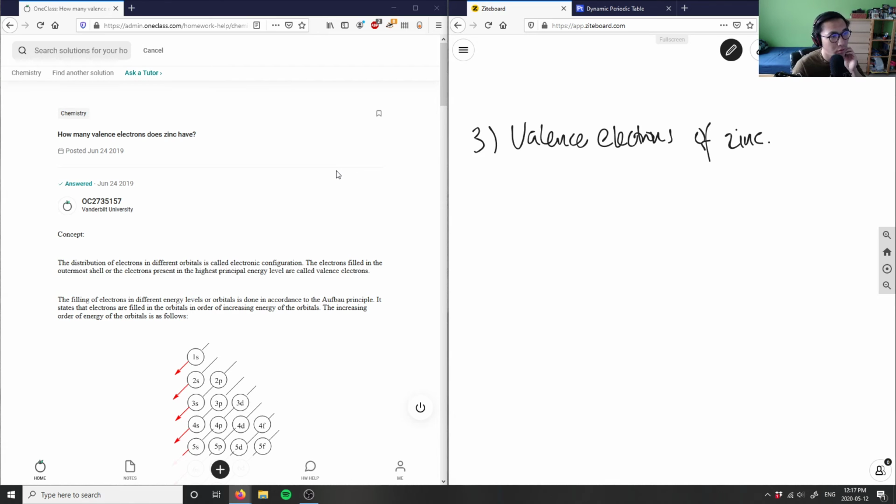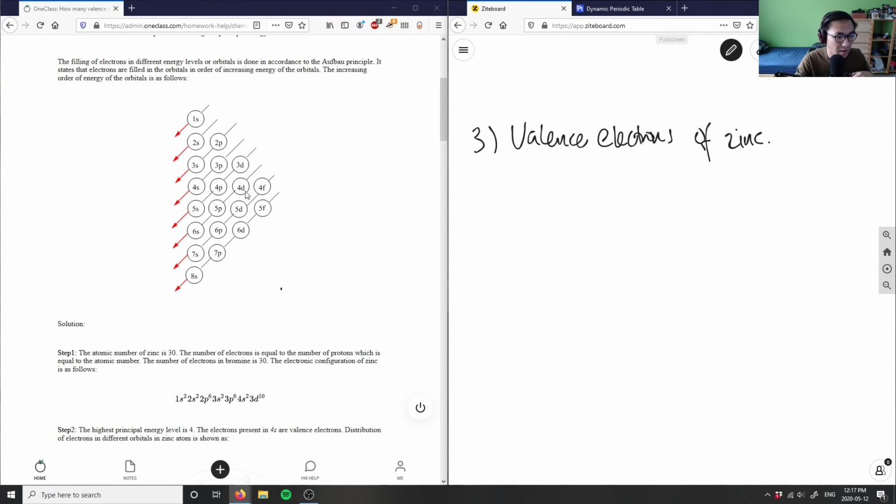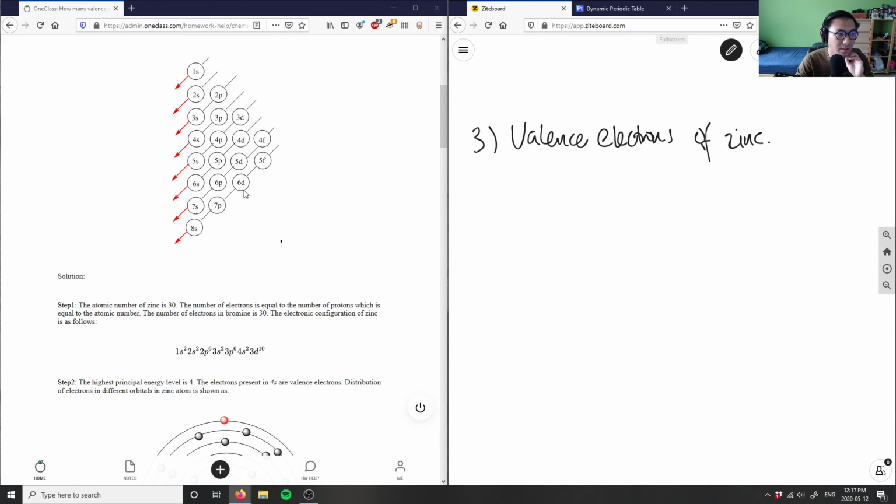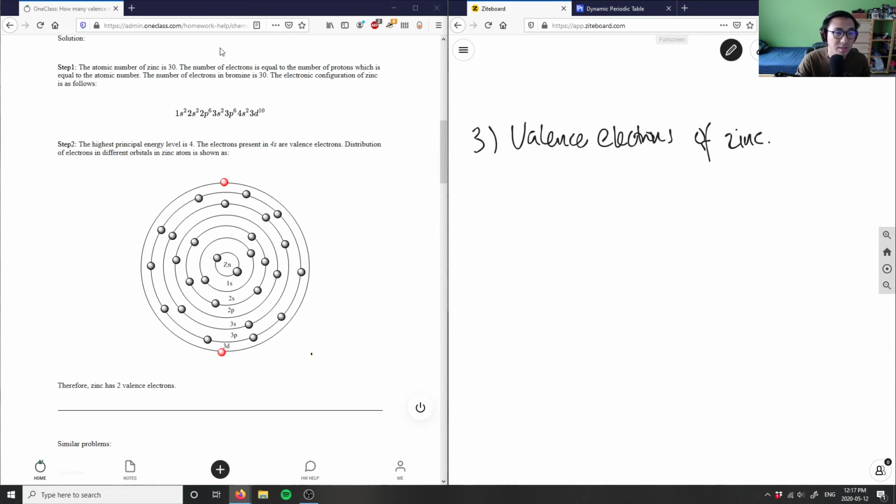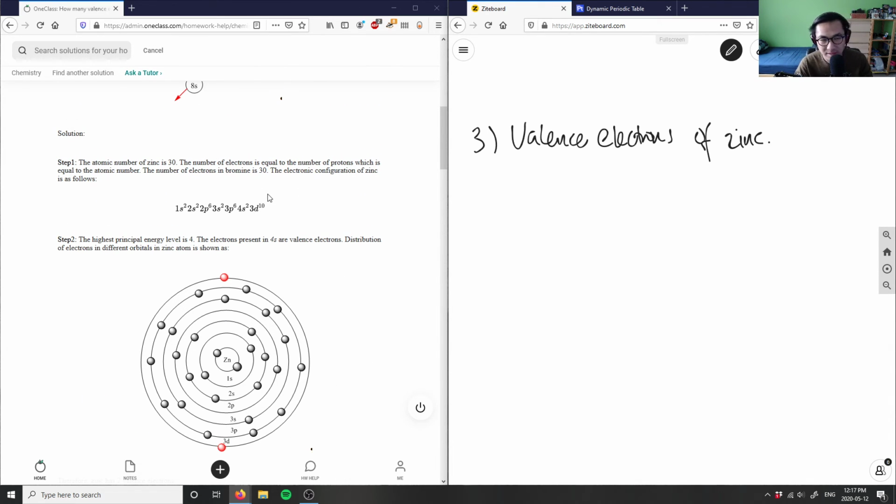If we were to approach this question using our Bohr-Rutherford diagram, you're going to realize that the Bohr-Rutherford diagram is going to fail for zinc, because zinc here is a multivalent compound, right? You're going to see that zinc here basically adopts different valence electrons depending on which oxidation state it's at.